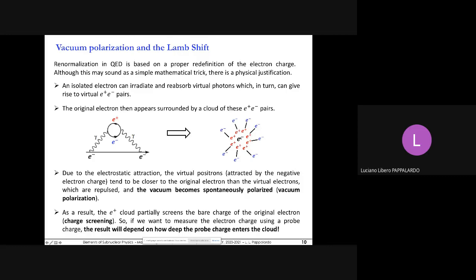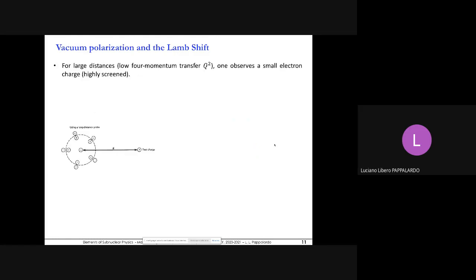So what is now the net result of this? The result is that the positron cloud partially screens the bare charge of the original electron. So we talk about charge screening. So if we want to measure the electron charge using a probe charge, the result will depend on how deep the probe charge will enter the cloud. Is that clear? This is more clarified in this slide here.